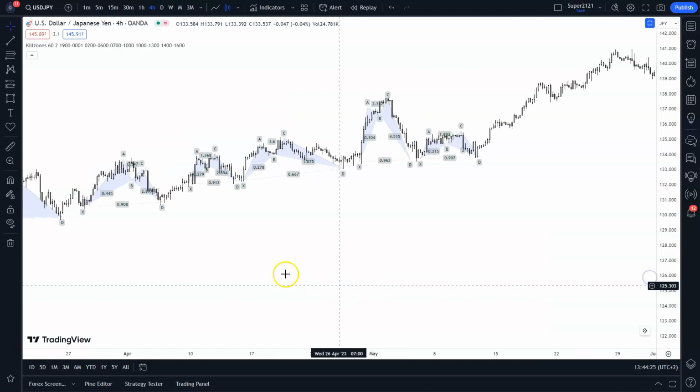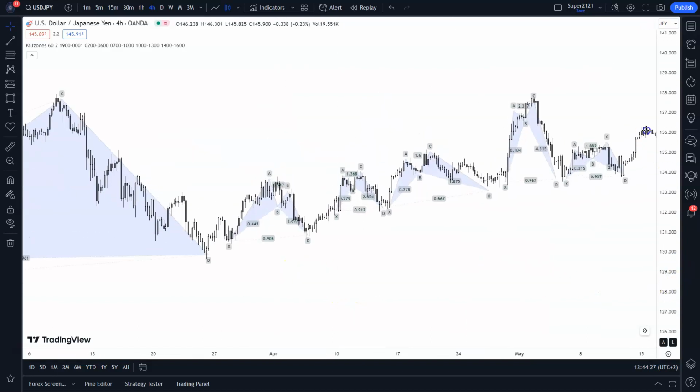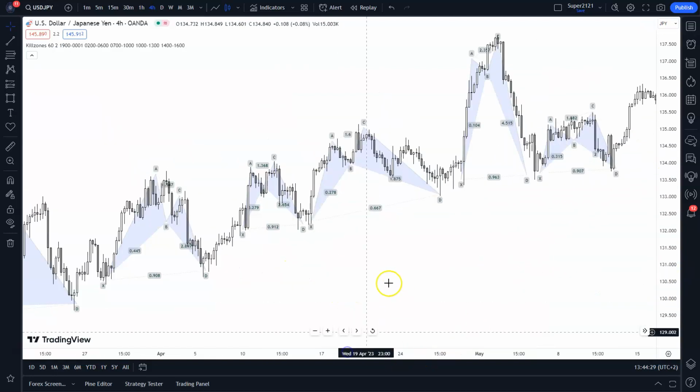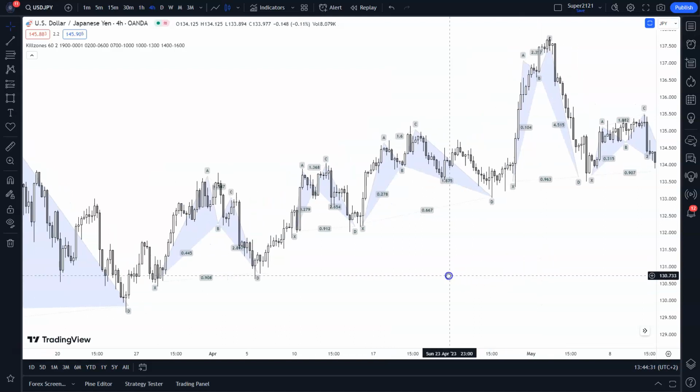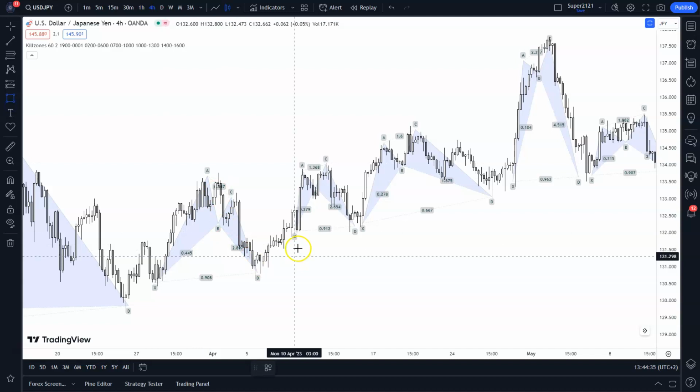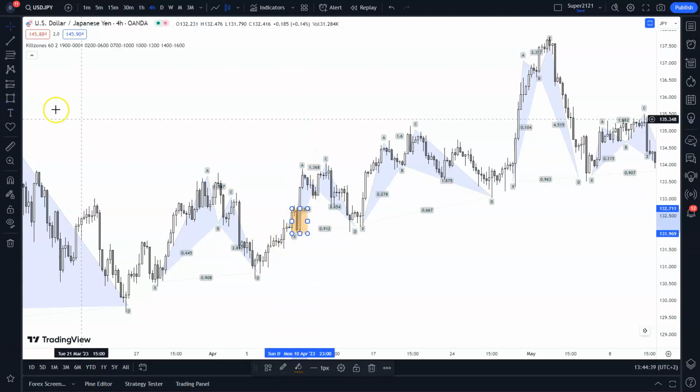And all these harmonics, I just want to show you that when you buy, the market actually moves without any obstacle. You see, we only had a bearish move here while the price was going up.